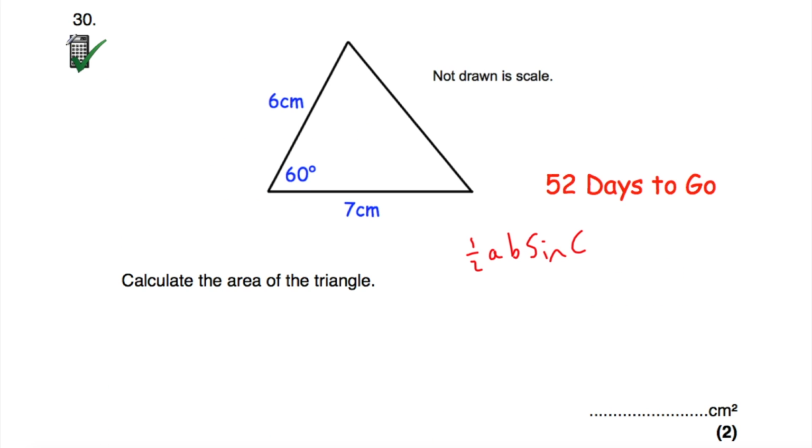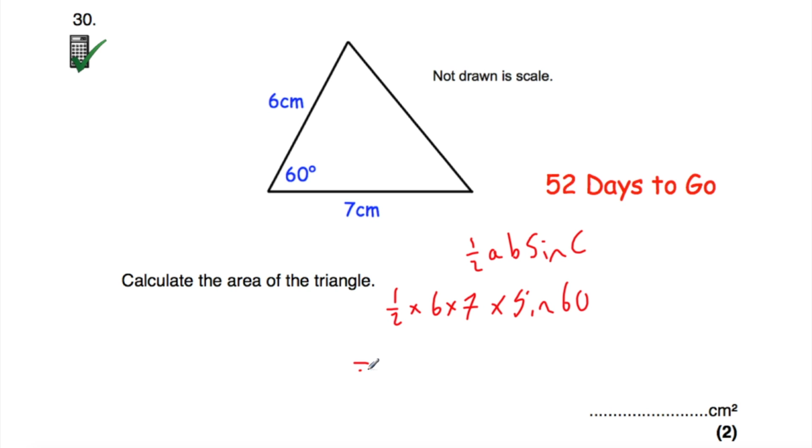Okay, let's look at our next question, question 30, and we've been asked to calculate the area of a triangle. In the hint video yesterday, I explained that the area of a triangle can be found by using half ab sine C. So if you've got two sides and the angle in between them, you can use half ab sine C. So it's going to be a half multiplied by a and b, which would be 6 and 7. It doesn't actually matter which way around you write those. Multiplied by the sine of 60 degrees.